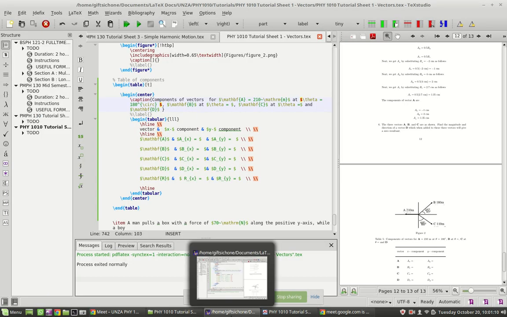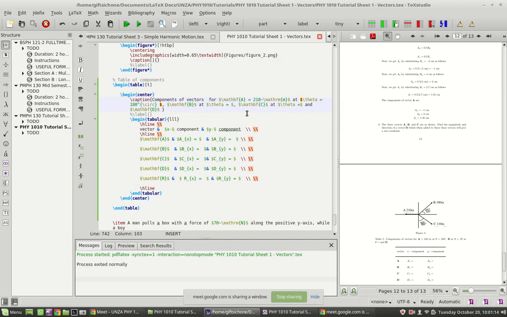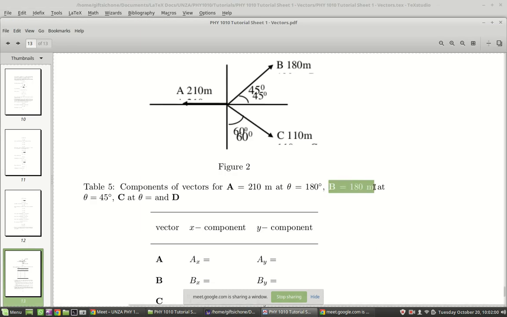Then we move on to vector B. What is the size of vector B? 180 meters. And what angle does it make? 45 degrees. There. B, 180 meters at 45 degrees.